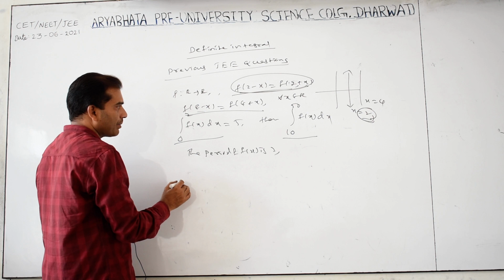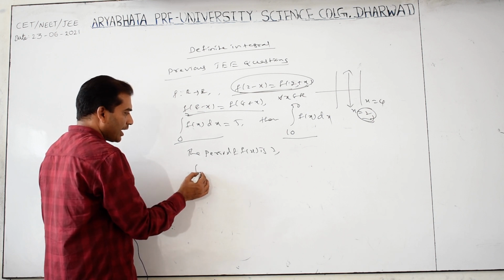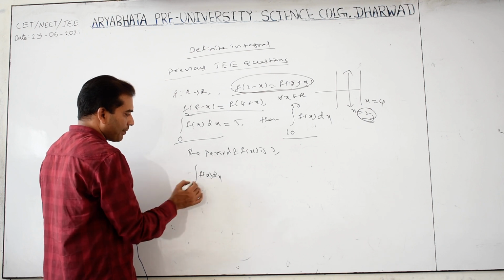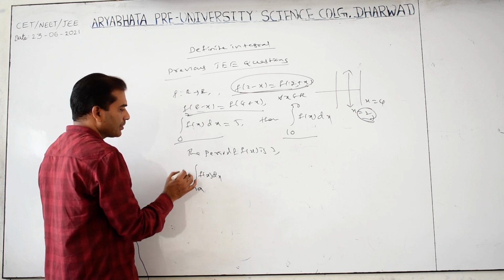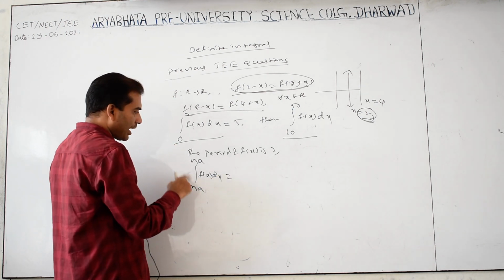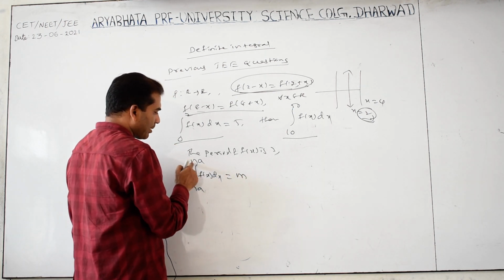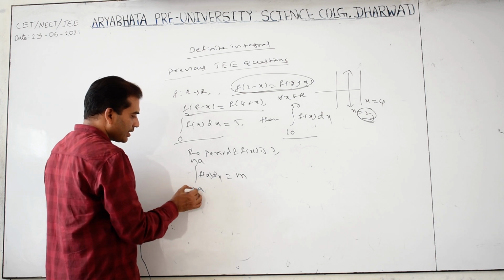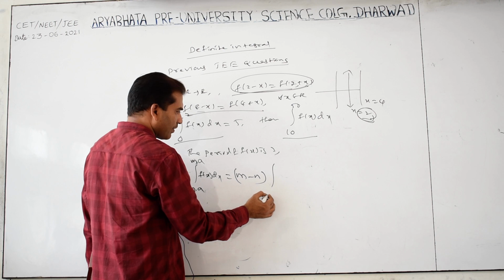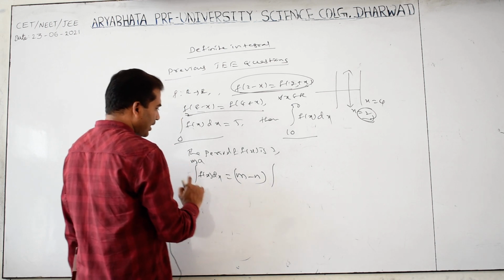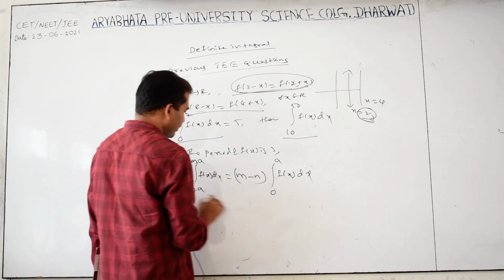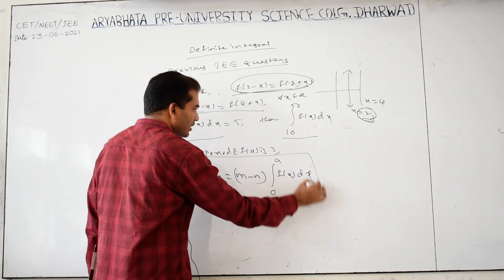So, we know the formula. If it is integration of f of x dx from m times a to n times a, where a is the period, then the value is m minus n, taking the bigger number as m, into integration of 0 to a f of x dx. This is the formula for JEE; it can be useful.